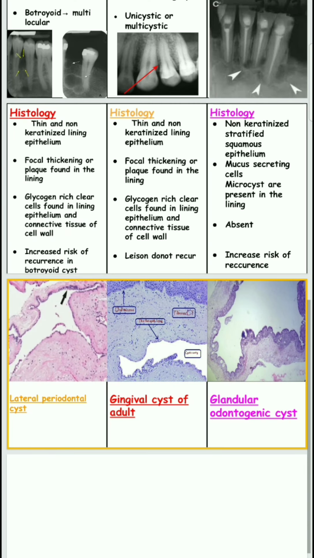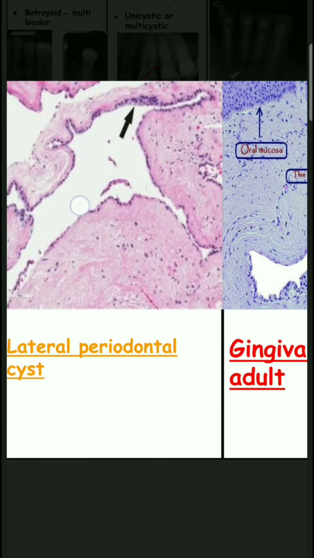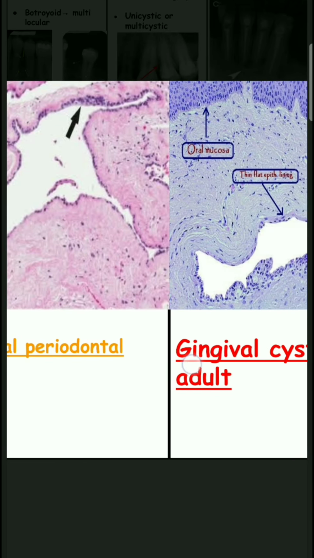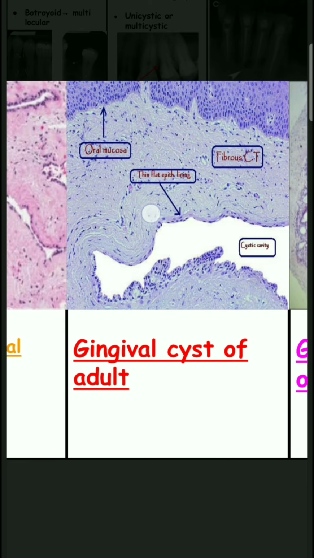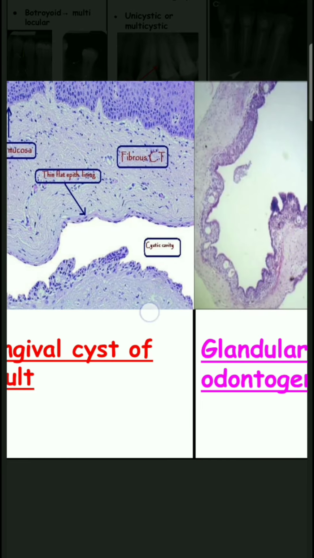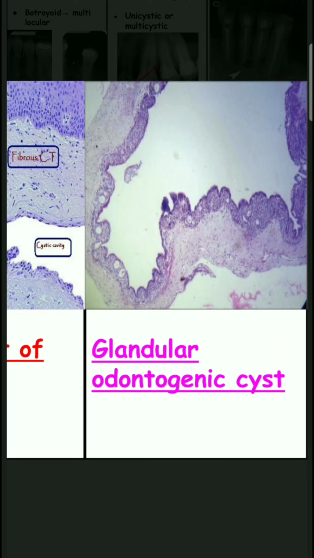Glycogen rich clear cells are also seen in the lining epithelium and connective tissue. Here also glycogen rich clear cells are seen in the lining epithelium in the lateral periodontal cyst and gingival cyst of adult, but in the glandular odontogenic cyst, glycogen rich clear cells are not seen.